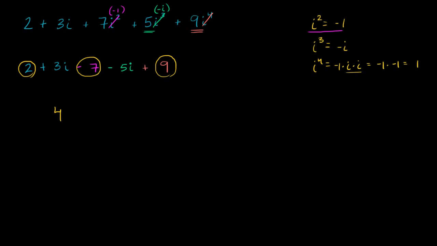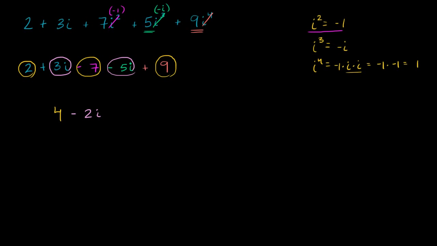And now we have these imaginary numbers: 3 times i minus 5 times i. If you have 3 of something, and then you subtract 5 of that same something from it, now you're going to have -2 of that something. Another way of thinking about it is the coefficients: 3 minus 5 is -2. So 3i's minus 5i's gives you -2i.